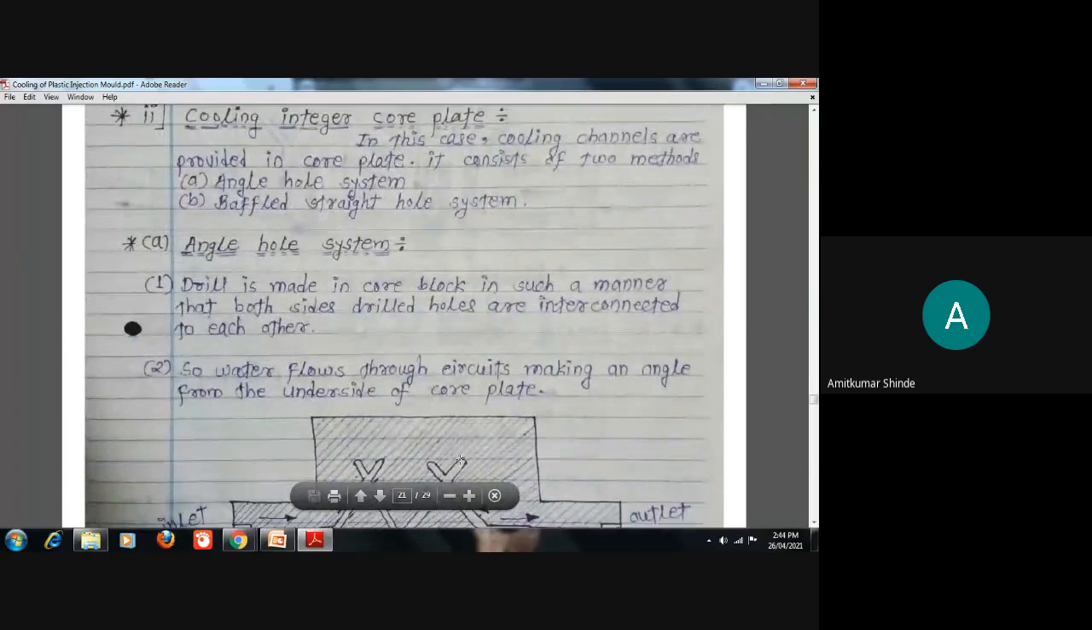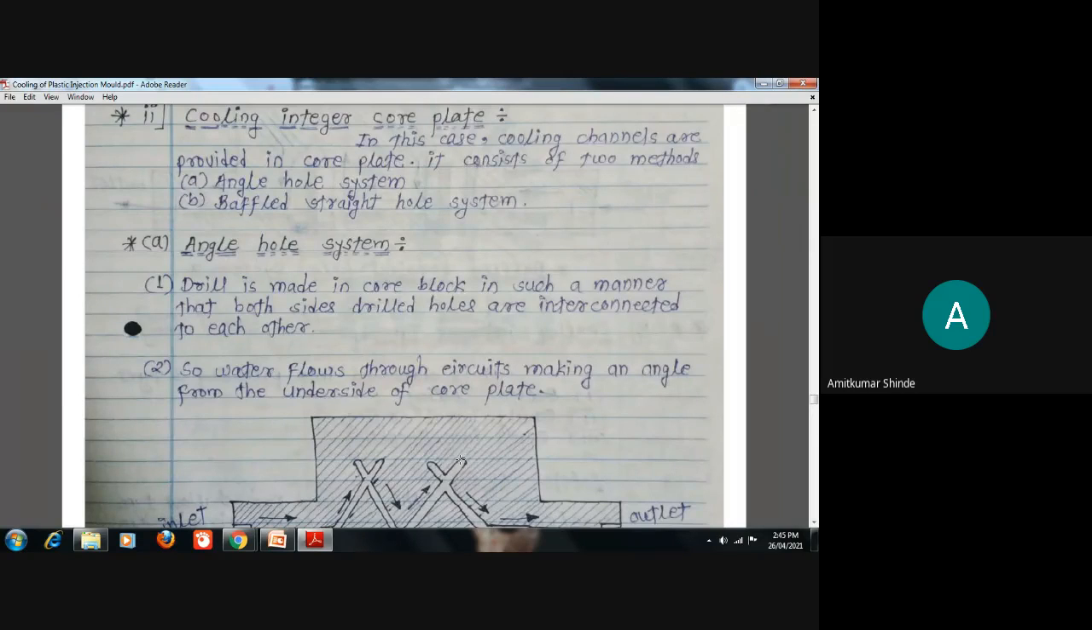Okay, next is the cooling of the core plate. Now in the integer type cooling, two types are there: cavity plate cooling and core plate cooling. Now in the core plate cooling, two types are there: angle hole system and baffled straight hole system.